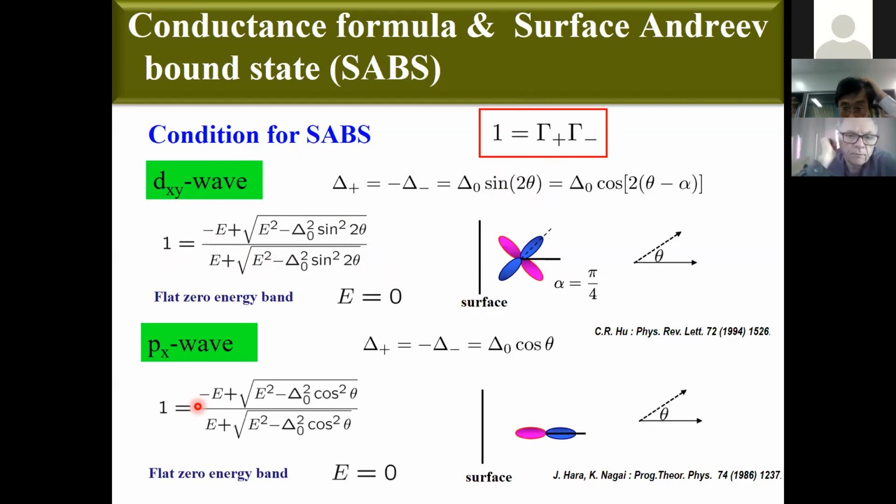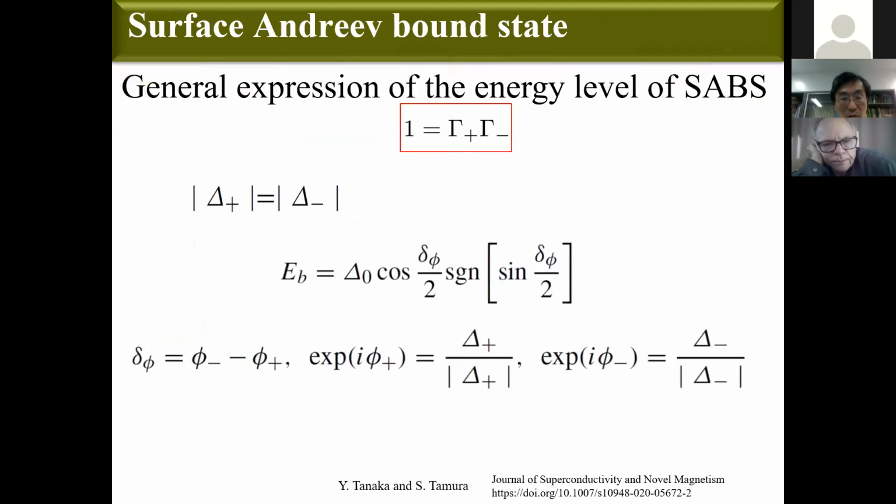On the other hand, the px-wave case is a standard model discussed in superfluid helium-3, and we can choose delta plus equals minus delta minus equals delta 0 cosine theta. In that case, we can also get the answer E equals 0. So the conductance formula includes very important information about surface Andreev bound states. Very recently, we discussed a more general situation. By analyzing 1 equals gamma plus gamma minus, and assuming that the magnitudes of delta plus and delta minus are equivalent to each other, it includes many cases, including chiral p-wave.